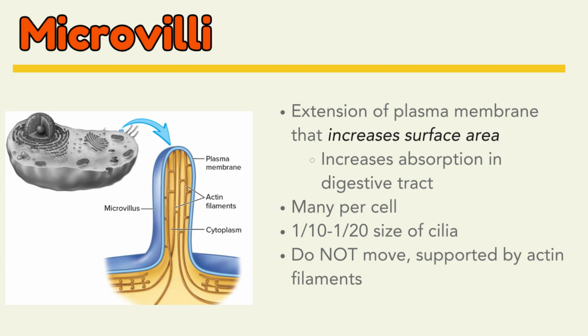Some cells have microvilli. Similar to cilia, microvilli can resemble little hairs when viewed under the microscope. But microvilli are very different. Microvilli are extensions of the plasma membrane, as shown in the image. Microvilli increase the surface area of the plasma membrane, which is important in areas where absorption occurs, like the digestive tract. Microvilli are also much smaller than cilia and do not move. Microvilli are supported by actin protein filaments.